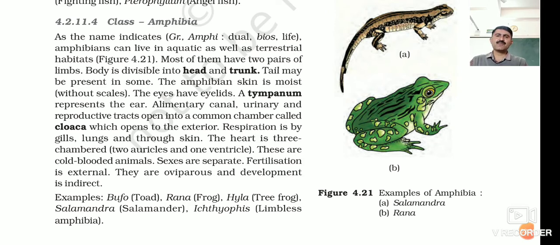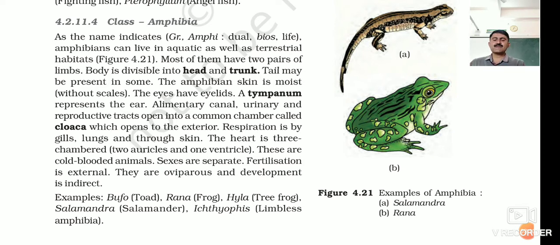Next thing we have to remember: in fish there is presence of true scales, but in amphibians there is absence of scales. Their skin is smooth and moist, and they may have glands that secrete mucus, so their skin remains slimy, which helps in exchange of gases, respiration. In other words, they do not have any exoskeleton or scales.